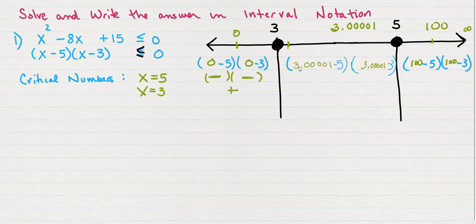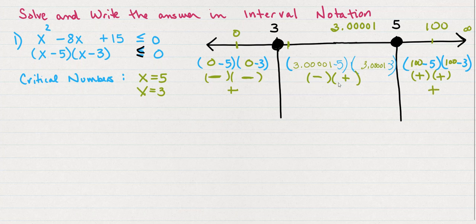What happens with this next interval? 3.00001 minus 5 is going to be negative. And just a tiny, tiny, tiny increment to the right of 3, so it's just slightly bigger than 3. When I subtract 3, I'm going to get a positive, right? Do you see that? Any number on this interval is going to be above 3. So any number on this interval, when I subtract 3 from it, it's going to come out positive. And then with the 100, 100 minus 5 is positive, 100 minus 3 is positive. And when I multiply those, I get positive.